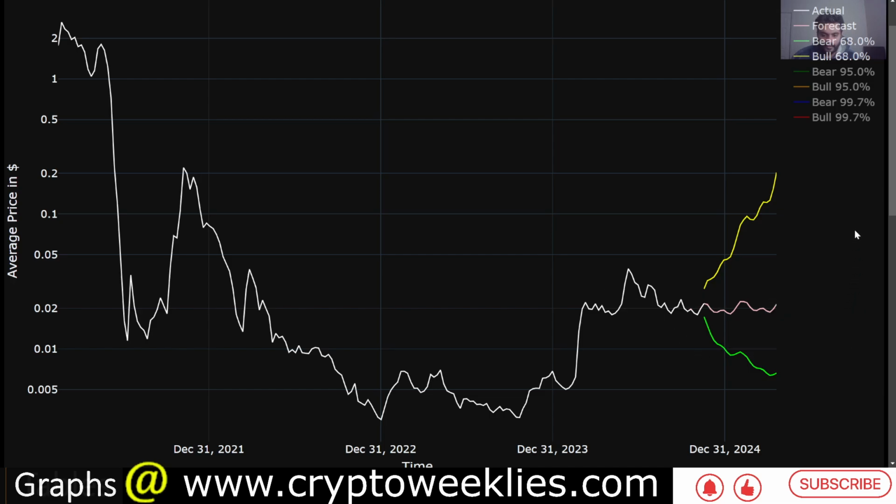The estimated scenarios forecasted by the model in a bull case for Jasmy are between 2.7 cents and about 20 cents between now and April of 2025. The base case is kind of flat, and in case of a bear market in the wider cryptocurrency market, the prices could be between half a cent and 1.7 cents. So that's the estimated forecast for Jasmy.